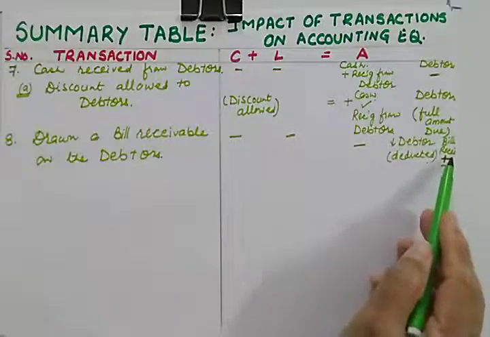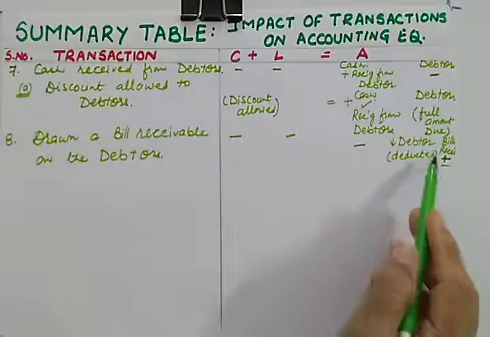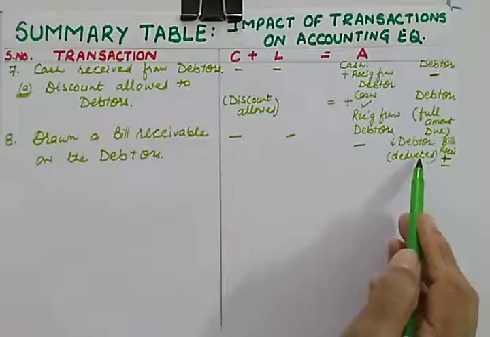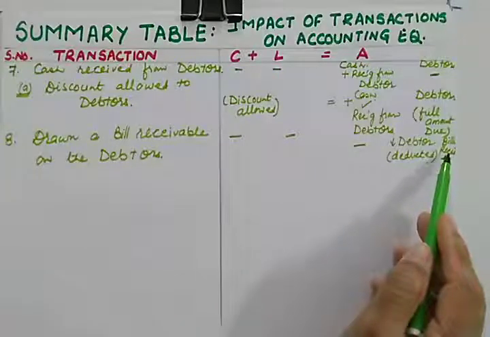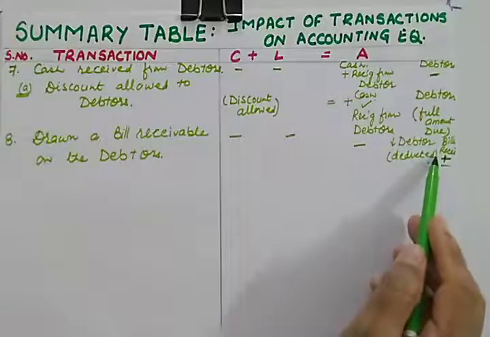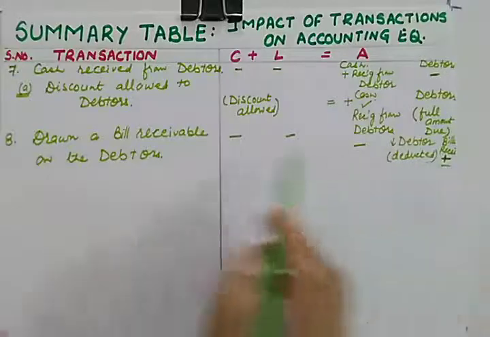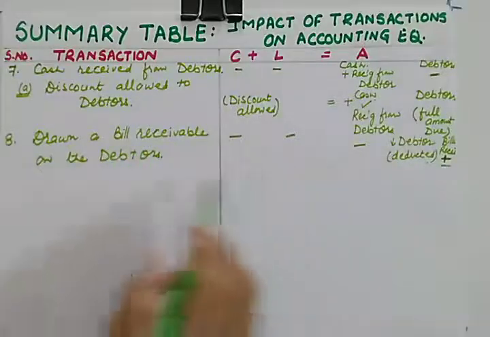So nature is same. This is also our asset and this is also our asset, but this is not time bound. So just to make him time bound, what we are doing? We are drawing a bill on our debtor. So I hope this is clear to you.